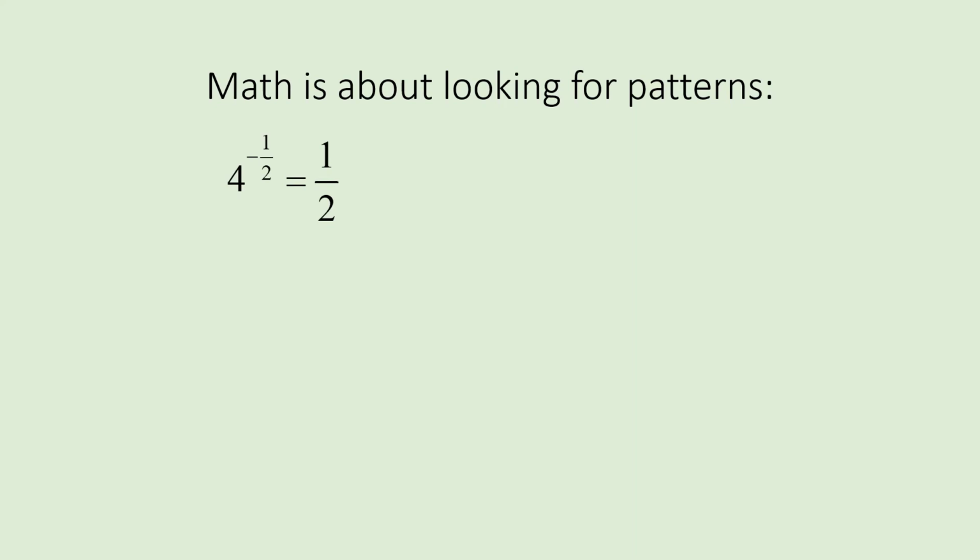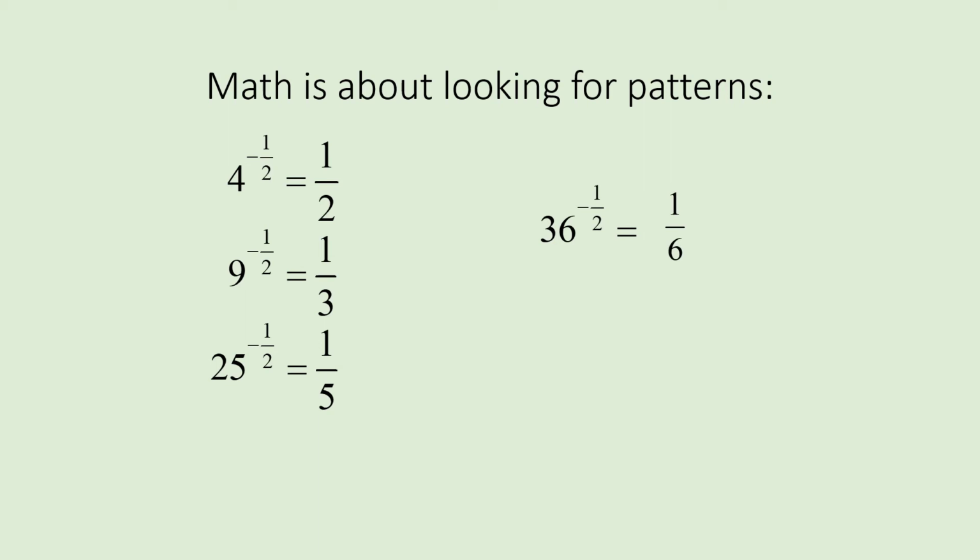All right, let's look for one more pattern. 4 to the negative 1/2 is a half. 9 to the negative 1/2 is a third. 25 to the negative 1/2 is 1/5. What do you think 36 to the negative 1/2 will be? Well, it follows that it would be 1/6.